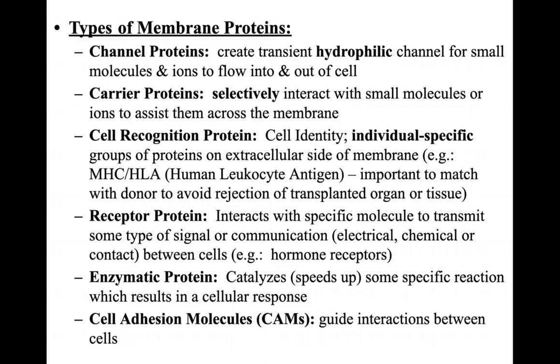Receptor proteins interact with specific molecules to transmit some type of signal or communication. So these can range from electrical to chemical or physical contact. You can have hormone receptors. Enzymatic proteins, these will act as catalysts and speed things up for some specific reaction that's going to lead to a cellular response. And then your CAMs, or cell adhesion molecules, will guide interactions between cells.